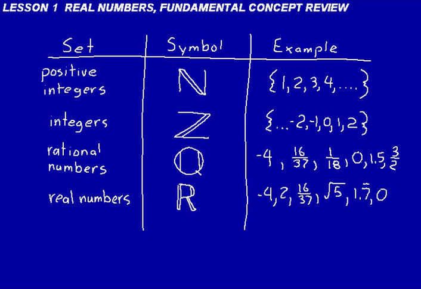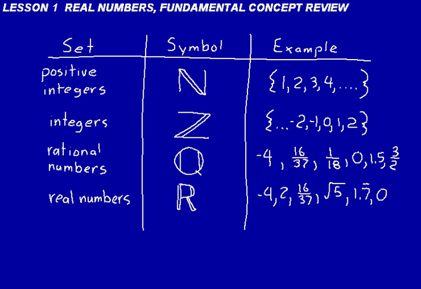The square root of 5 cannot be written as a ratio of integers, so that would be an irrational number. And it would be a member of the set of real numbers. Now, if we want to think about these different sets, we could think of them as subsets of each other as well, and there's a symbol that we can use.